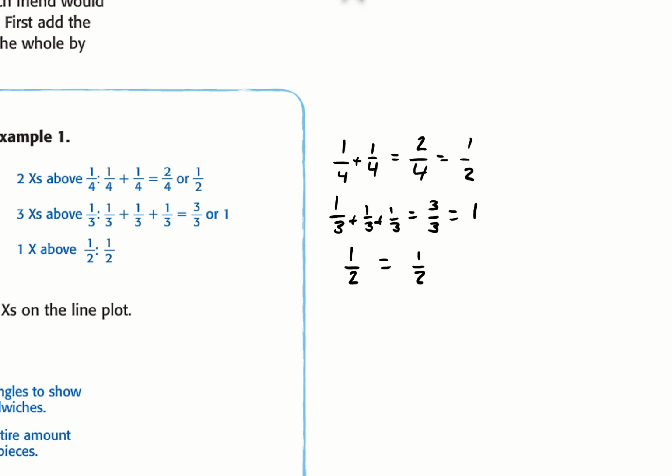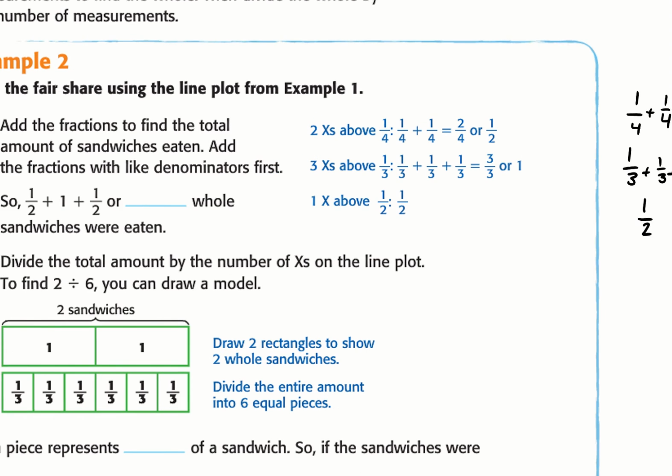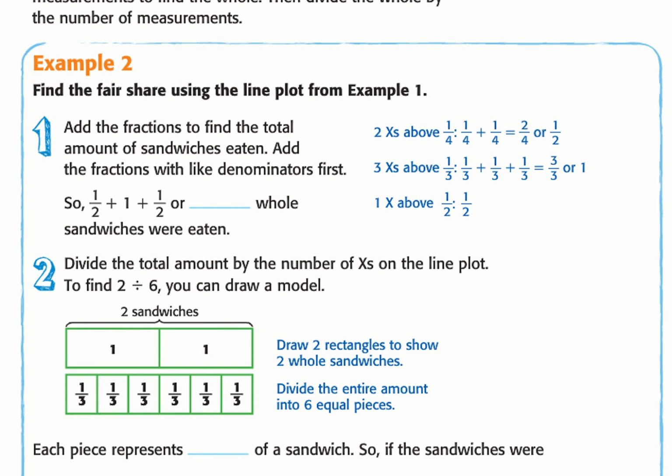So now I still need to add the rest together. So I'm going to add all of my sums together. So I get 1/2 plus 1/2 plus 1. And that's going to equal 2/2 plus 1, which equals 1 plus 1, which equals 2. So 1/2 plus 1 plus 1/2 equals 2 wholes.